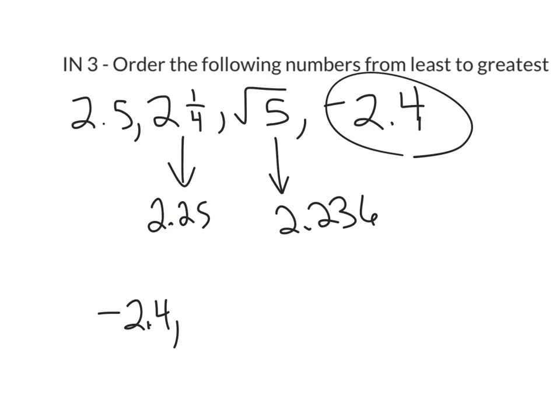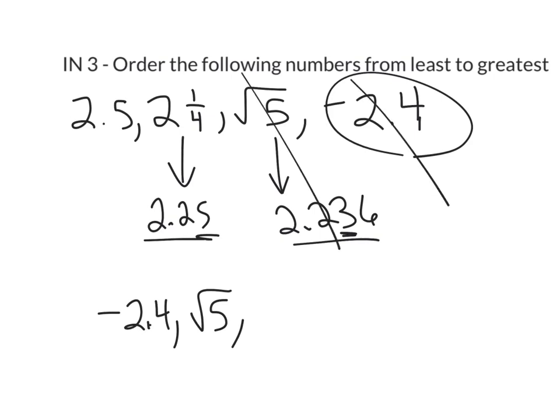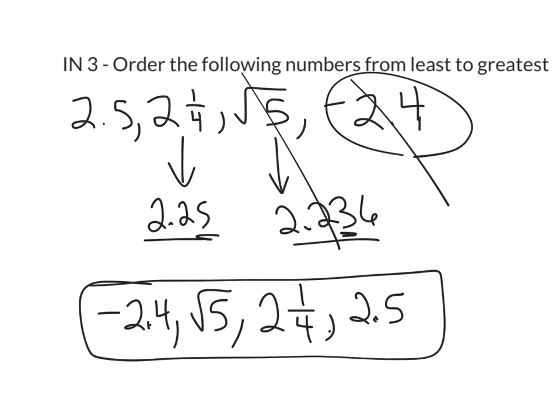So the next lowest, if you look, these are both really close. If we go to the hundredth spot, we can see 2.236 is lower. Go back to the original number they gave you, which was square root of 5. And then next would be 2.25, which originally was 2 1/4. And then finally our biggest number here is 2 5/10, 2.5.